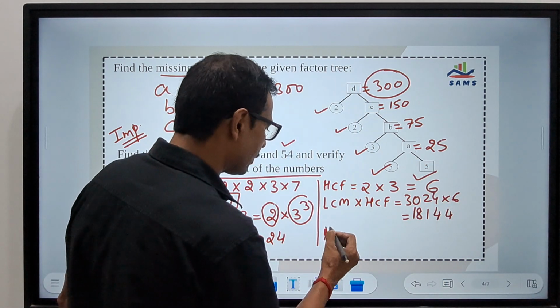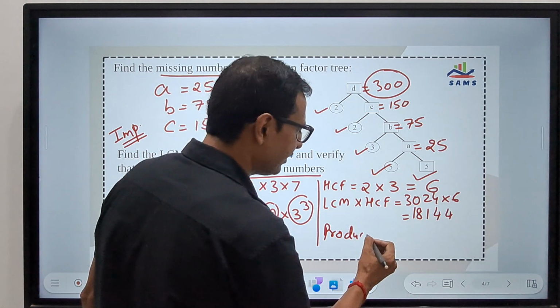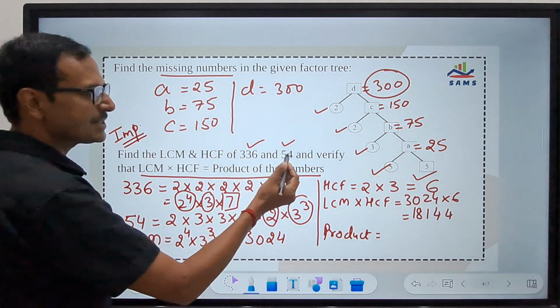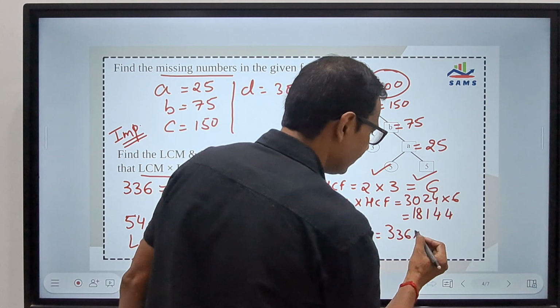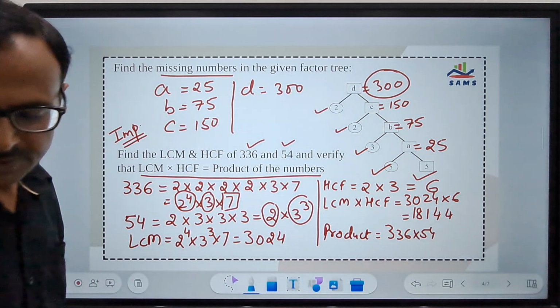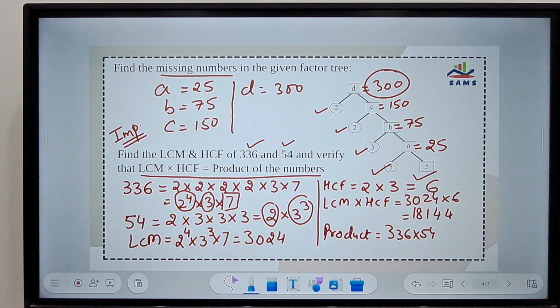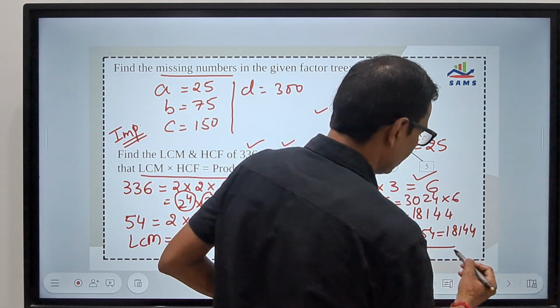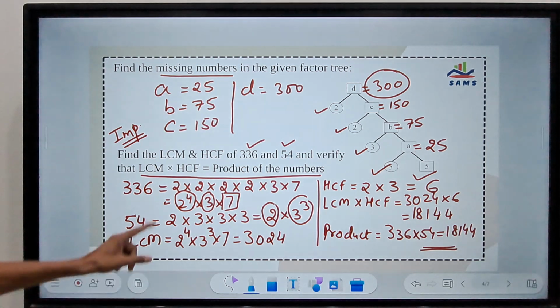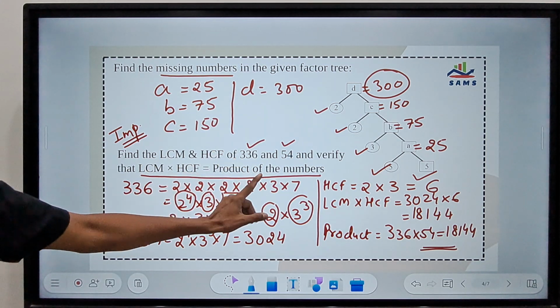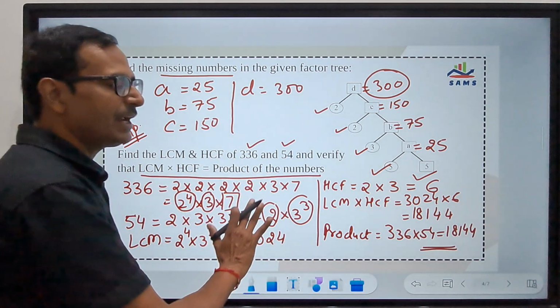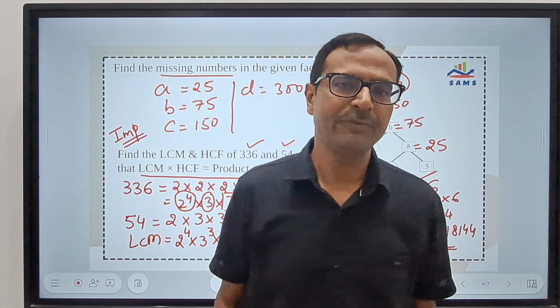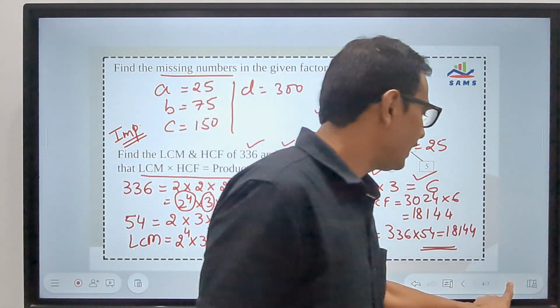And likewise, the product of the numbers, the numbers which were given in the question, they were 336 and 54. Just multiply these two numbers and I am sure you are going to get the same result. If I check it, I do get 18144 as the product, and therefore my question is complete because I have verified that LCM times HCF is equal to the product of the numbers. This is the second and very important part of this particular session. Let's see another question.